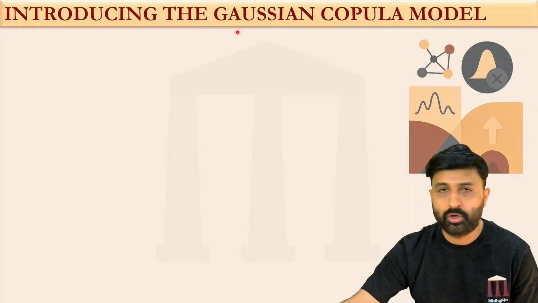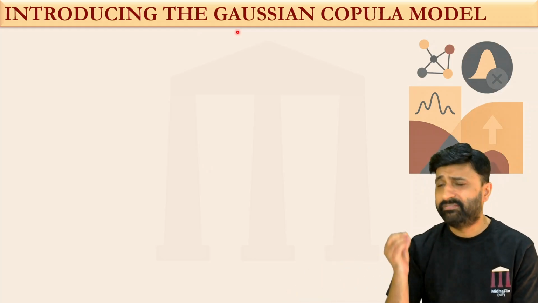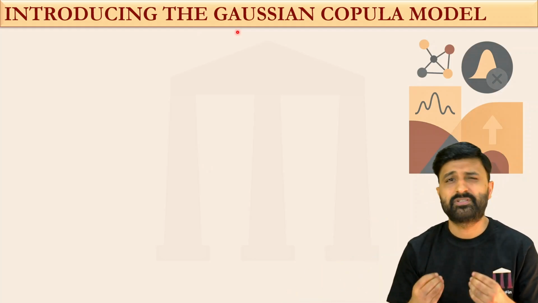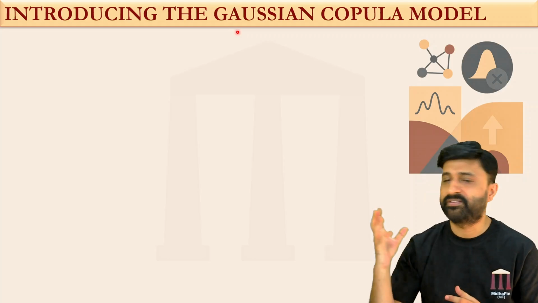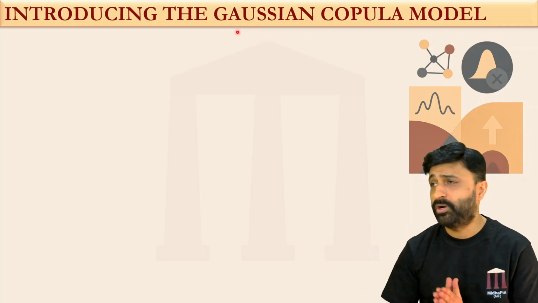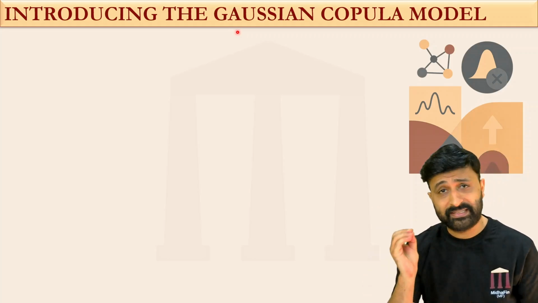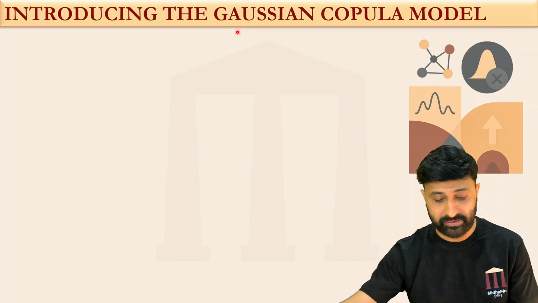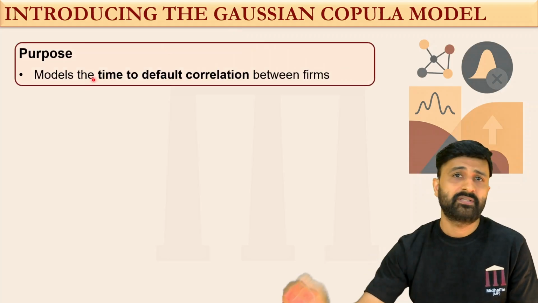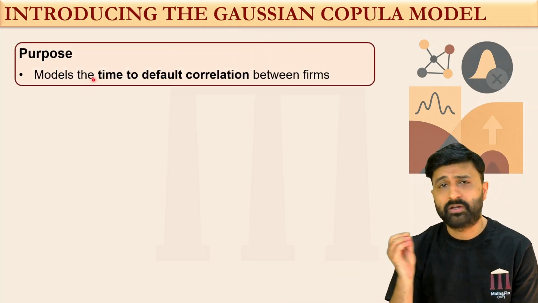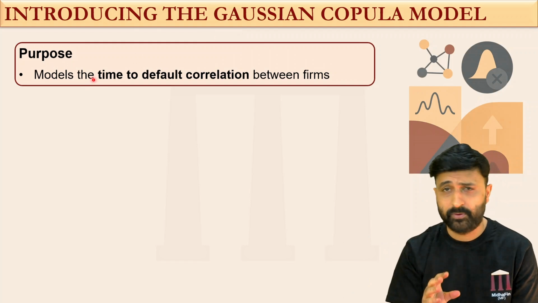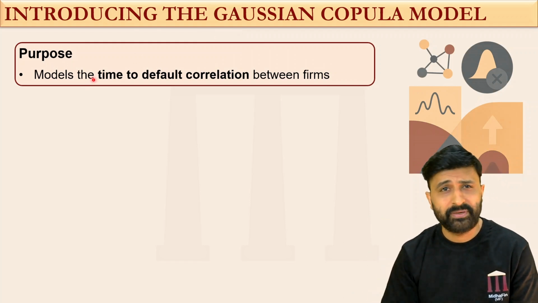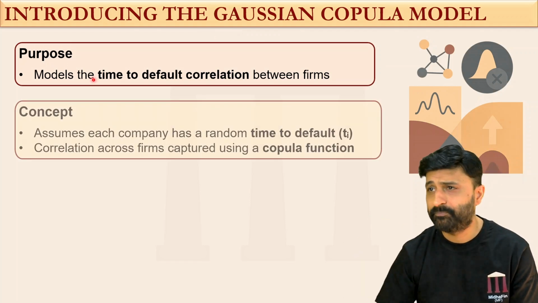Okay, let's talk about one of the most influential, and sometimes one of the most controversial, tools in credit risk modeling: the Gaussian copula model. We have discussed this multiple times, so as I said earlier, we'll keep this quite brief. Its purpose is to identify how defaults across firms are correlated in time, that is, how likely two or more companies are to default close together.